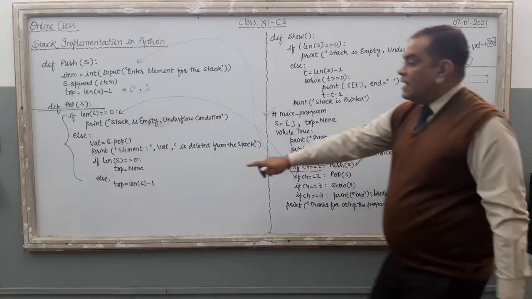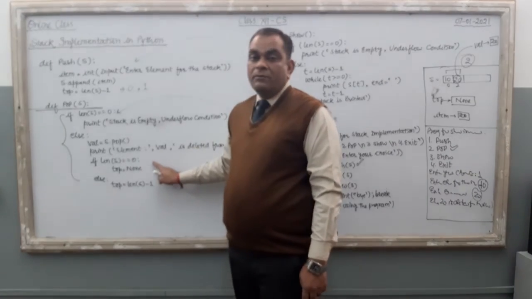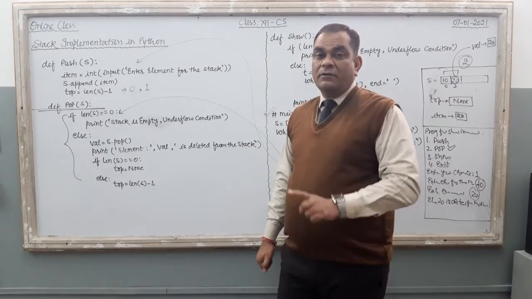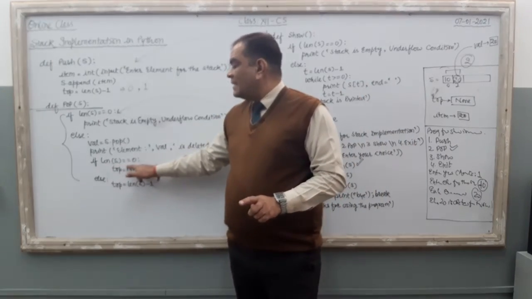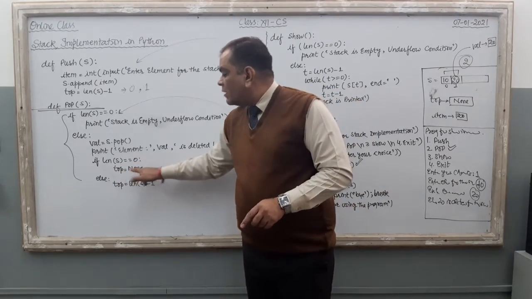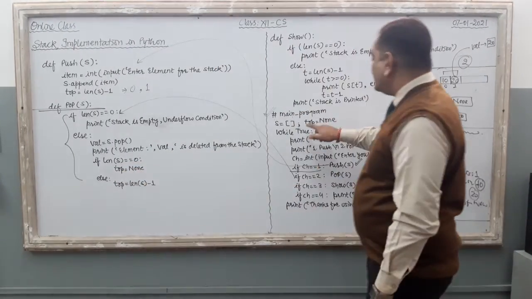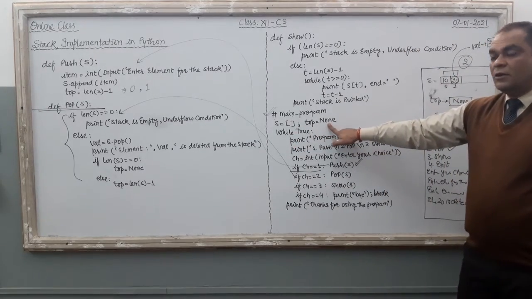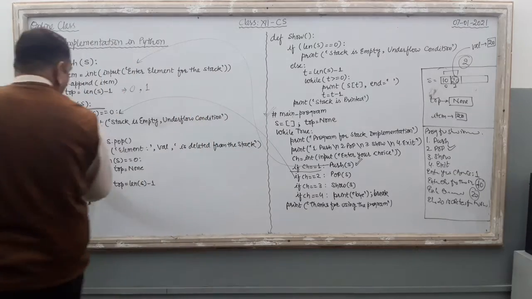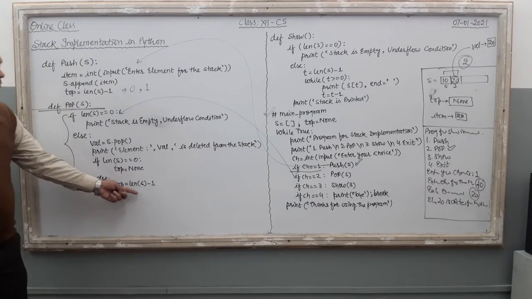Now again just take len s equal to 0. If the deleted element is the last element of the stack, it means len s is converted to 0. If len s equal to 0, just convert the top value to None, the starting value of the top variable. And if it is not the last element, then the computer executes the else: top equal to len s minus 1.